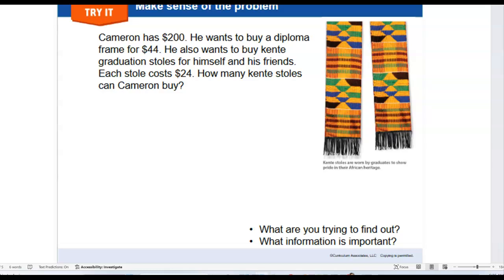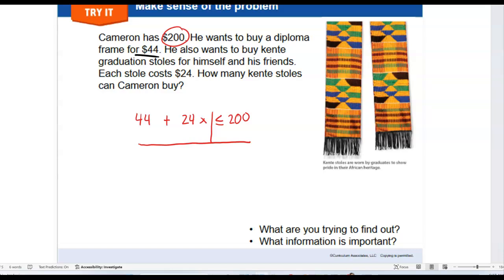So we know that he's going to buy that graduation frame for $44 plus the Kente stoles. So 24 times, we'll just say x. We don't know how many he can buy. He can't spend more than $200, right? So it's got to be less than or equal to 200. So let's go ahead and solve this inequality.